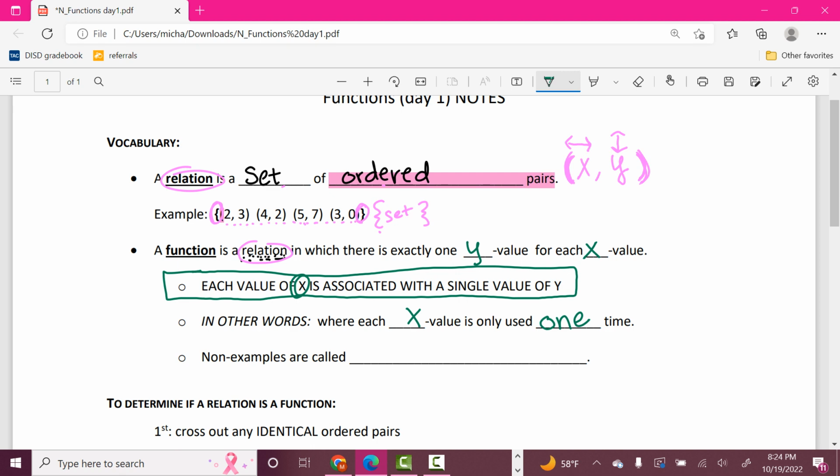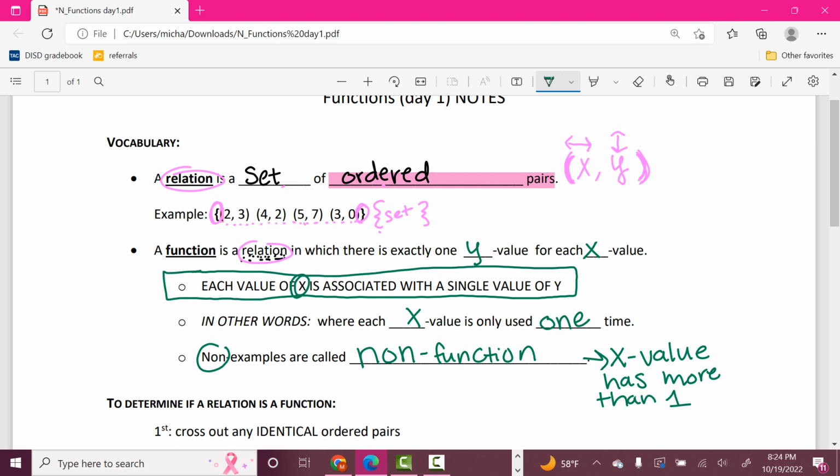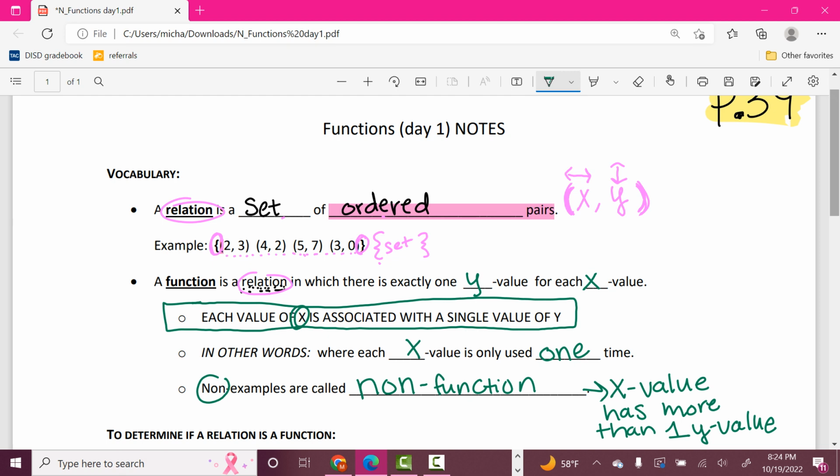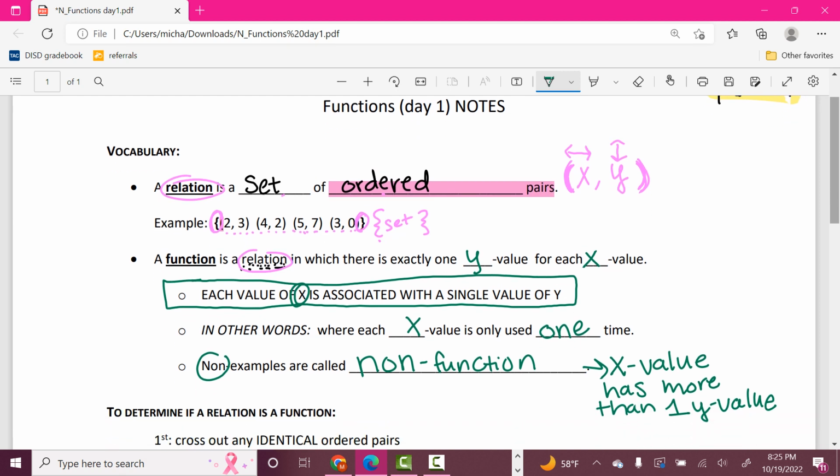A non-example of a function is called a non-function. And that happens when an x value has more than one y value. Okay. If you have been taking notes on this, you might want to pause the video for just a moment and catch up on the writing. Okay?